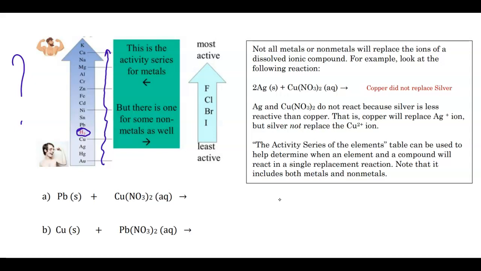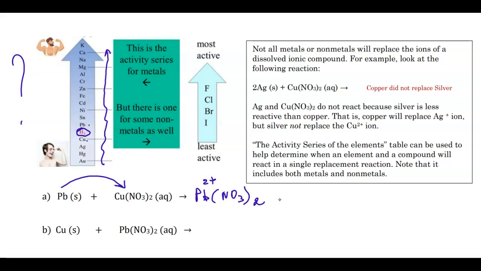Let's find it. So, Pb is here, right? And copper is here. So, copper is less active than Pb. That means that Pb can substitute copper. Pb NO3 2 times, the same, charge will be the same.